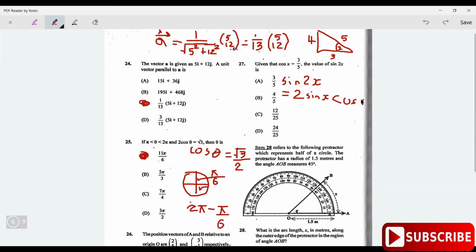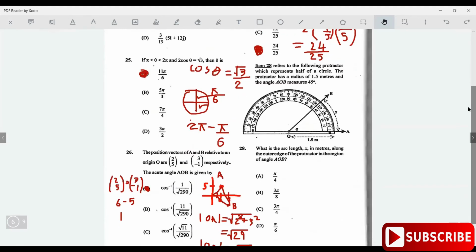Good now, because we know what sine x is now, so it's going to be 2 times sine x. Sine x is 4 over 5. And then what is cos x? Cos x is 3 over 5, so good now. So 2 times 4 times 3 is 12, times 2 is 24, so this is 24 over 25. Nice and easy. 24 over 25. Lovely.